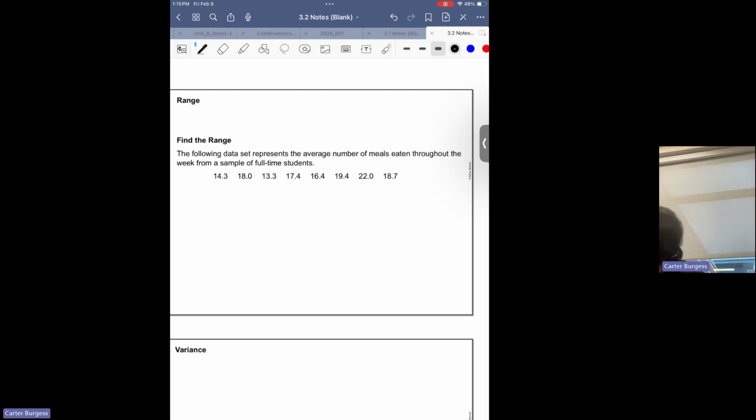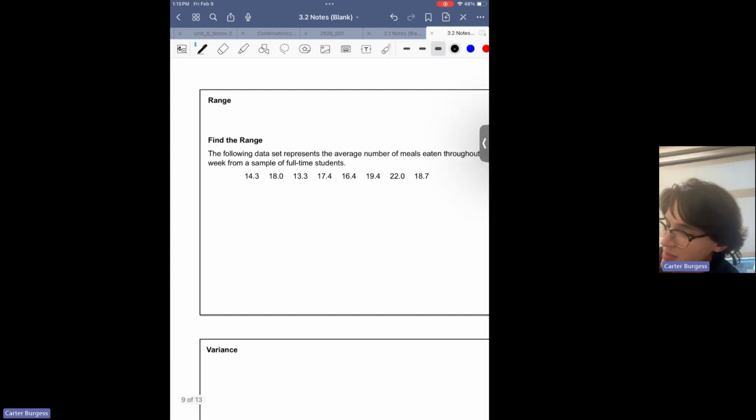Yeah, it's going to be the distance between the minimum and the maximum. I like that a lot. So the distance from the minimum to the maximum.